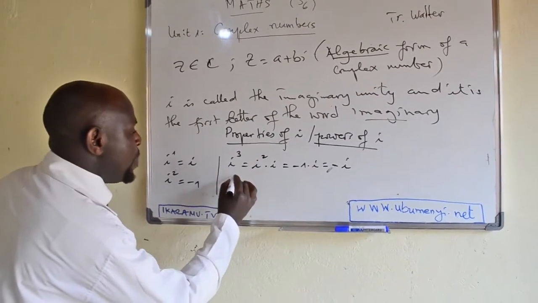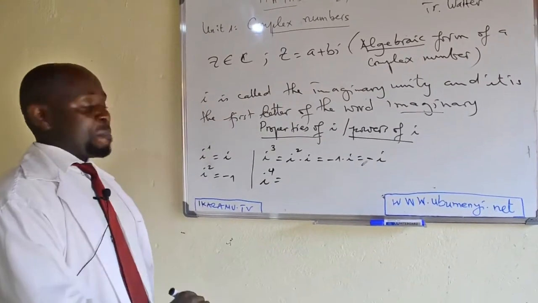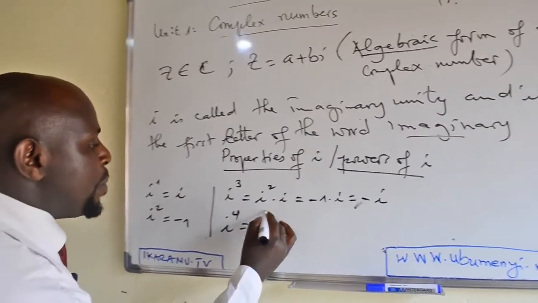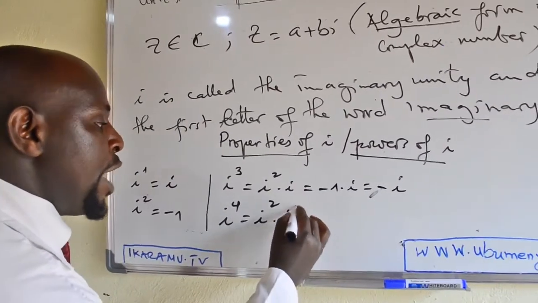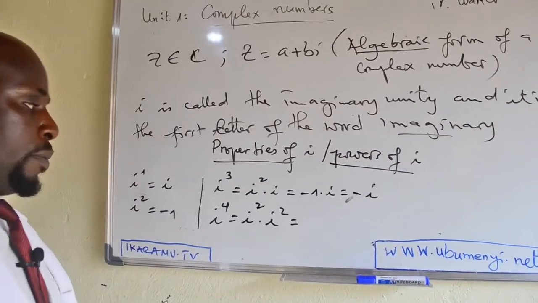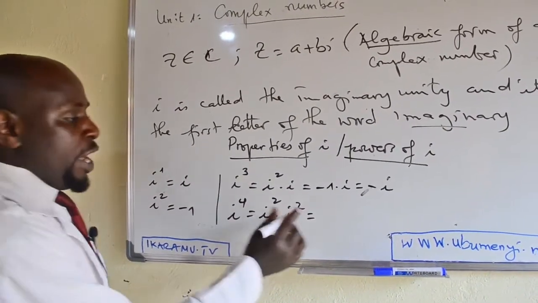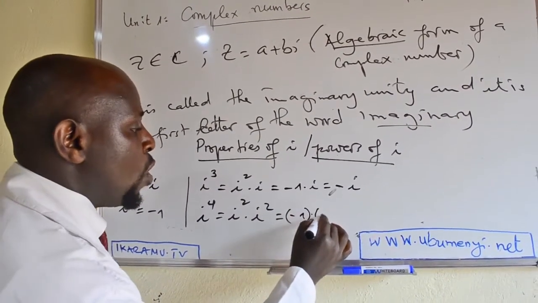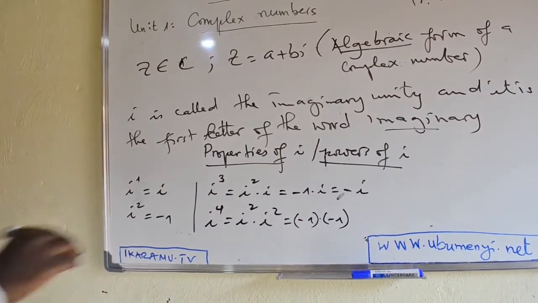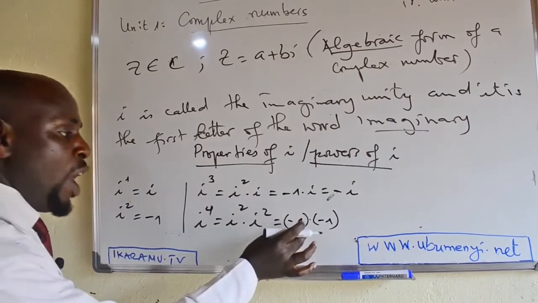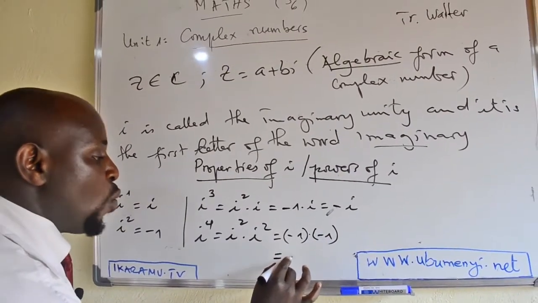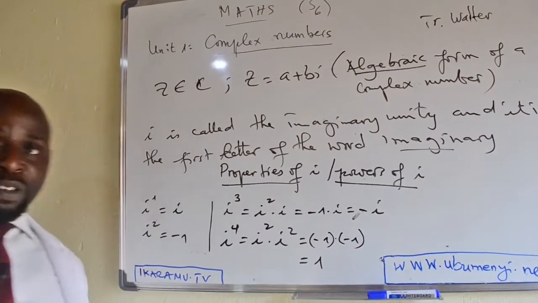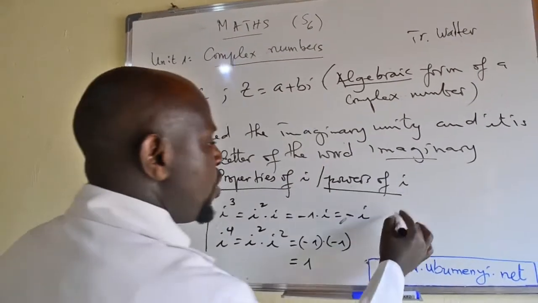What about now I power 4? We shall split it into two things: I power 2 times I power 2. I squared equals negative 1, we have seen it so far, and again times I squared, which is also equal to negative 1. If we multiply the two, negative 1 times negative 1 gives us 1, because we all know that negative times negative gives us positive.